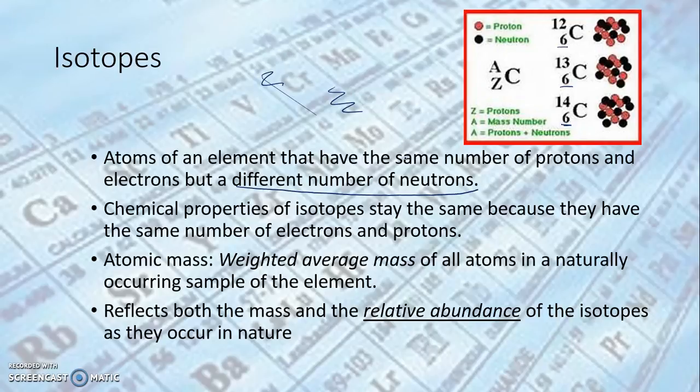Okay, so when I say naturally occurring sample, that means it's a weighted average or an average of the isotopes, the naturally occurring isotopes of that element based on their percent abundance. Okay, so it reflects both the mass and the relative abundance of the isotopes as they occur in nature. So the difference between a percent abundance, that's the percent that they are abundant, and then the relative abundance is just not the percentage form, it's the decimal form.